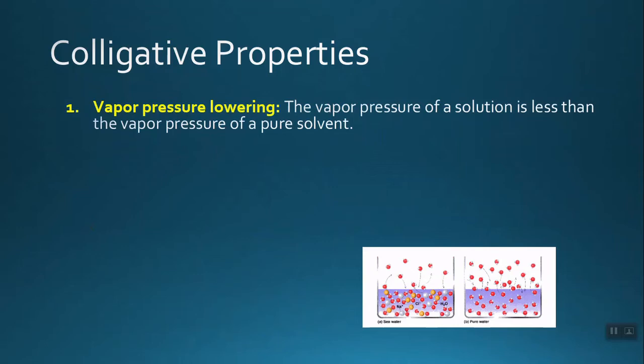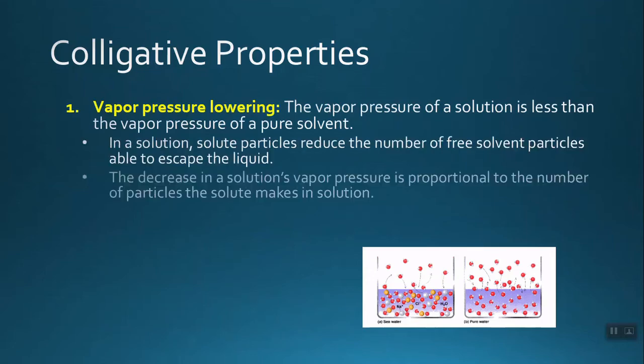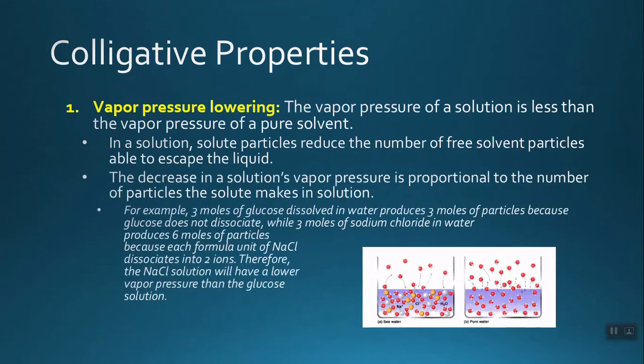So the vapor pressure of a solution, for example, if I were to add salt to water, because we do that a lot, right? In cooking, we add salt to water when we boil water, usually when we're making pasta. So if we were to do that, we are lowering the vapor pressure. In a solution, solute particles reduce the number of free solvent particles that are able to escape the liquid.